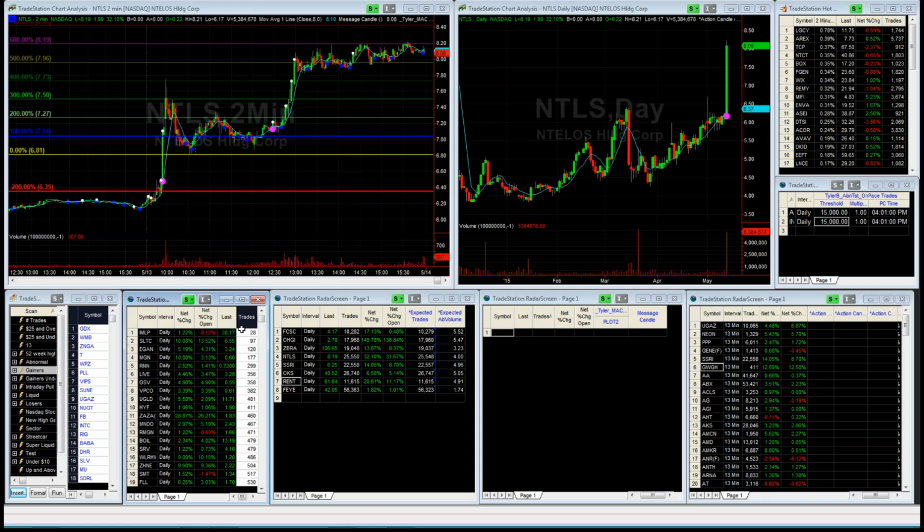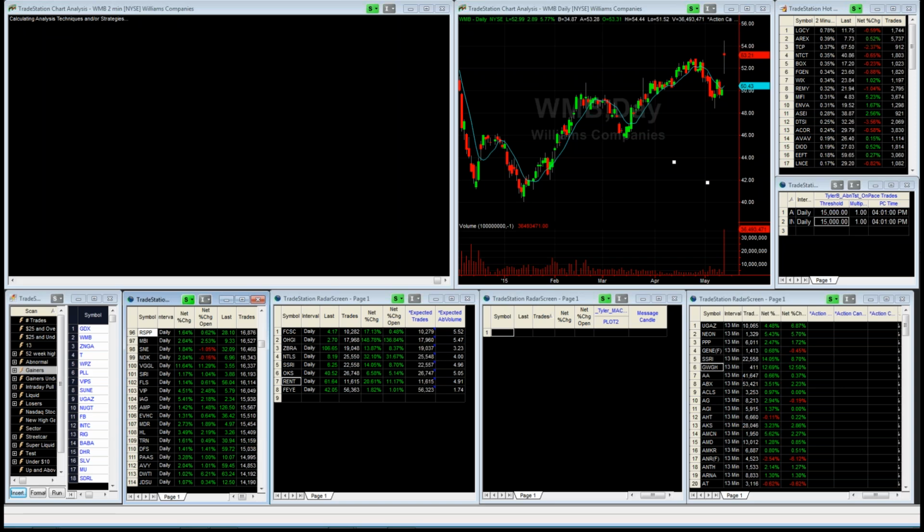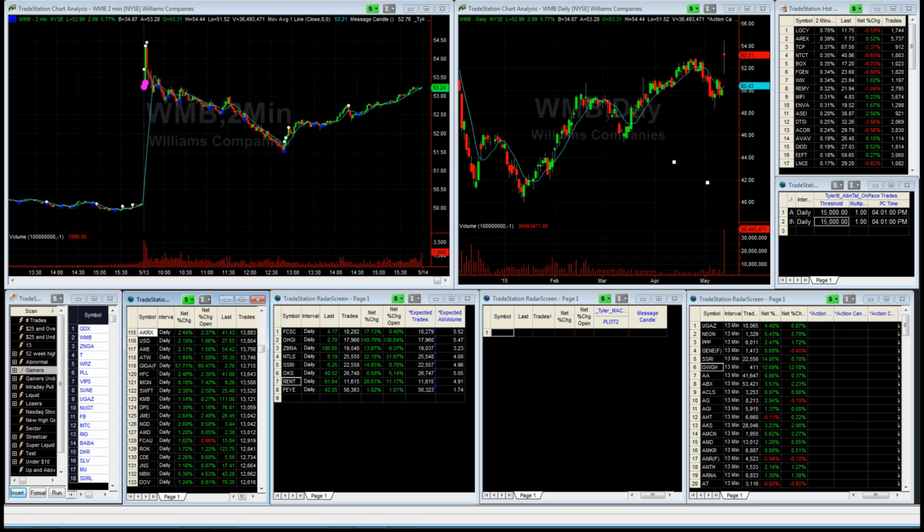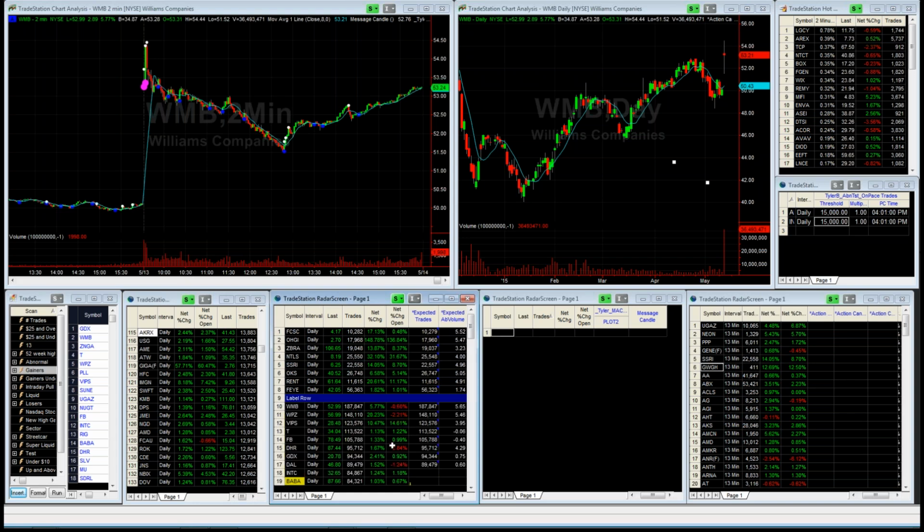I run a little scan. I grab all the stocks that meet the first criteria. I copy them. I paste them into another window, and I don't want to ruin what I've got here. And I then have the software calculate some indicators. These are my own indicators.